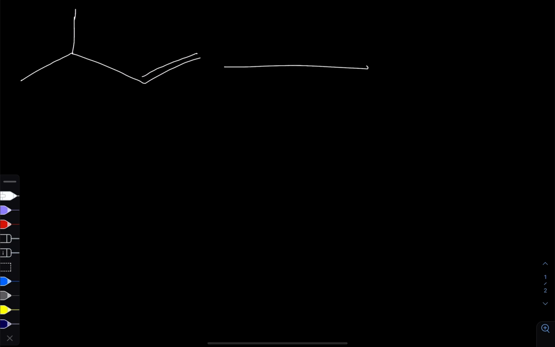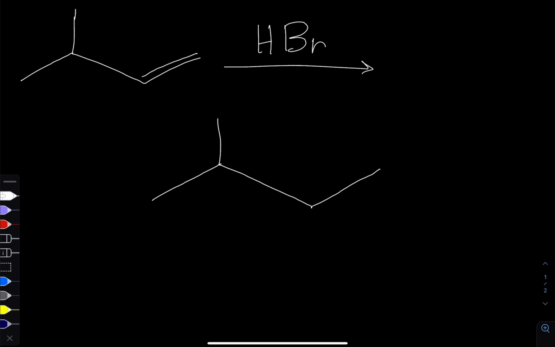Go ahead and try this problem. What would happen if we add HBr? In this case, we're going to get a product that looks like this. This looks pretty counterintuitive. You might think, why is the bromine going all the way over here? And to understand this, we have to look at the mechanism for the reaction.